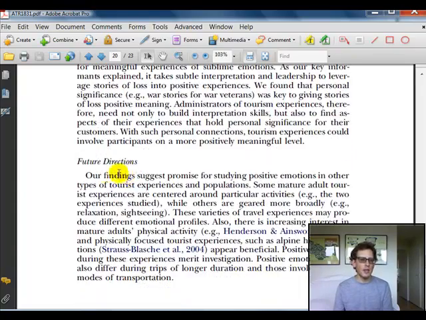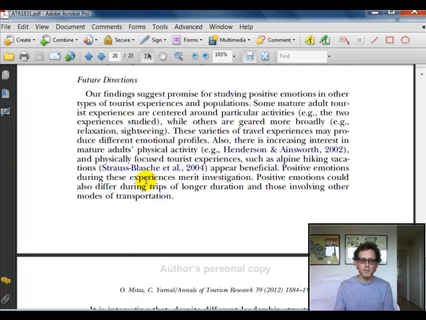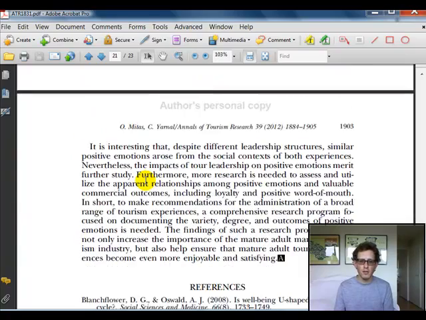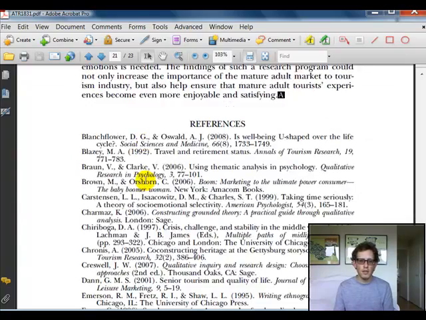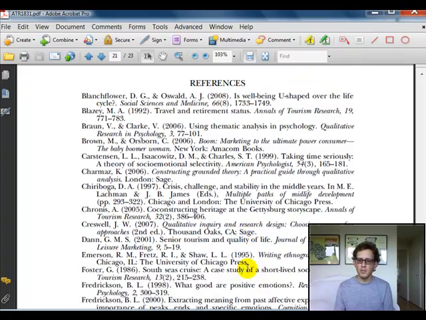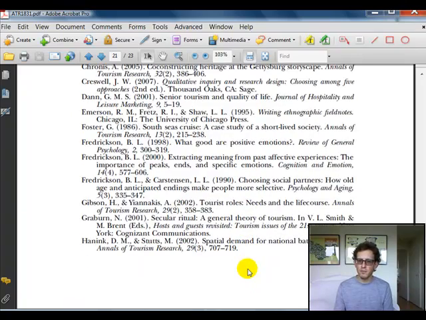And at the end, a little part called Future Directions. Future directions for what? As you now know, it's future directions for someone who might want to do more research on older adults and their positive emotions. And again, a list of references used. So friends, that's the anatomy of a research paper.